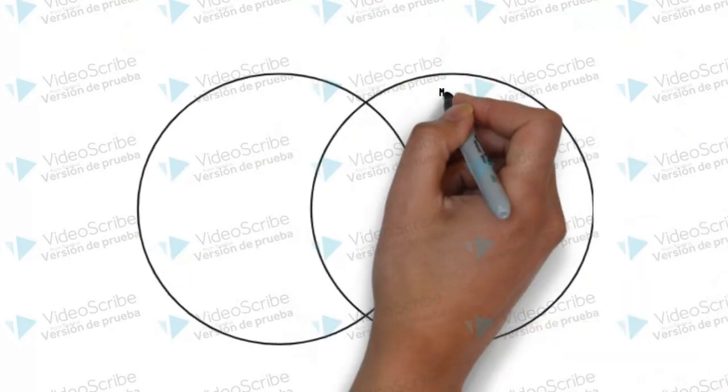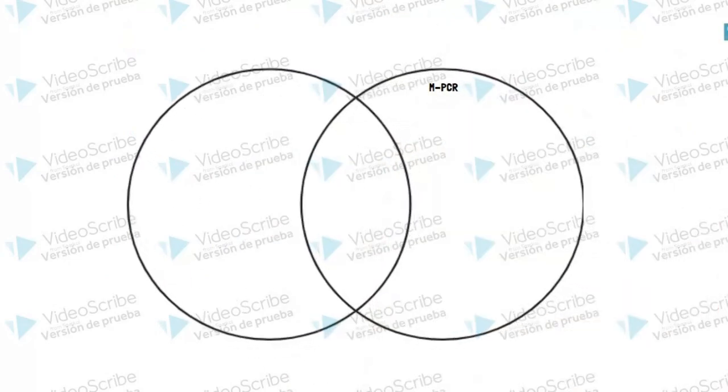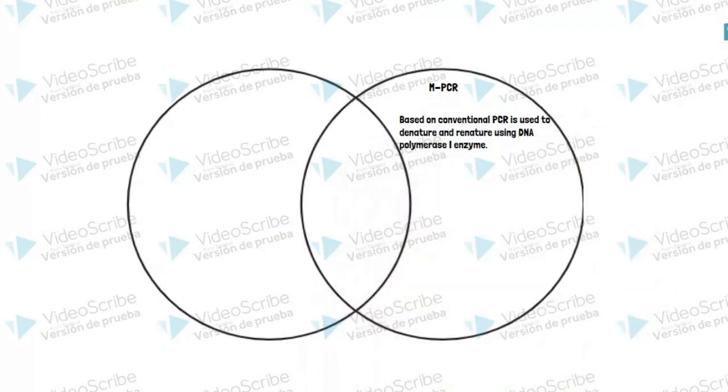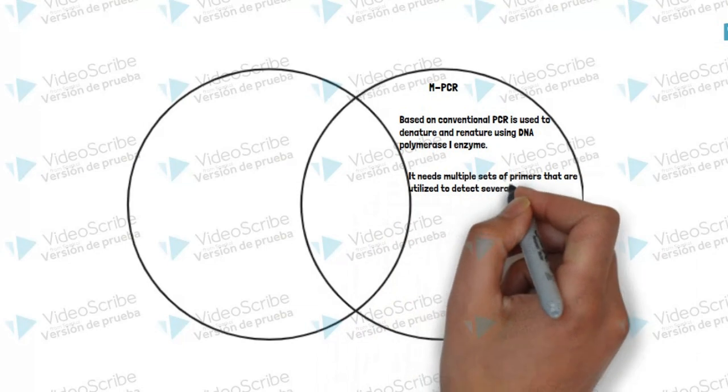Multiplex PCR, or MPCR, is based on conventional PCR. It's used to denature and renature short segments of DNA using the DNA polymerase I enzyme. It needs multiple sets of specific primers that are utilized to detect several genes at once.